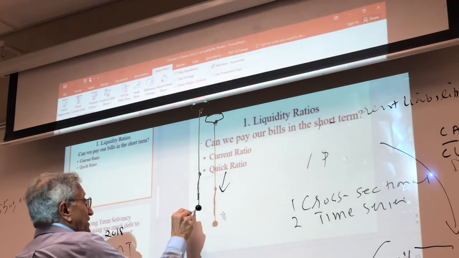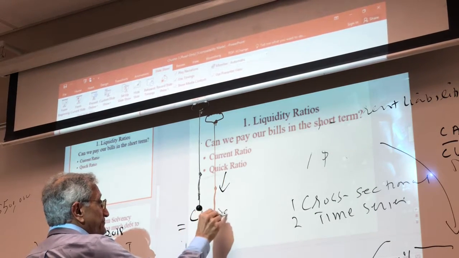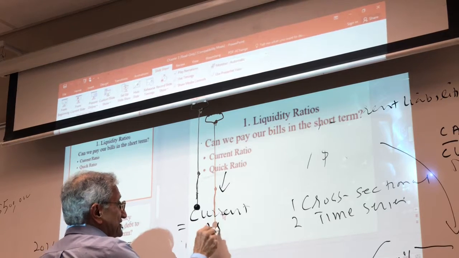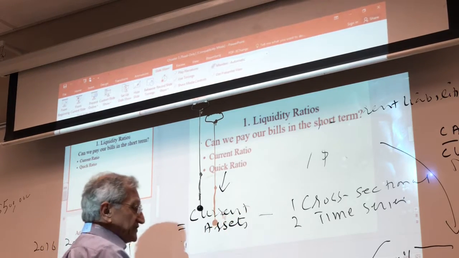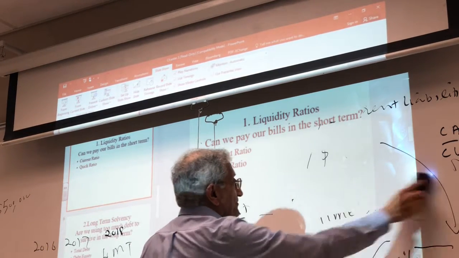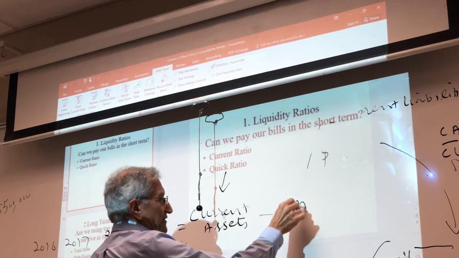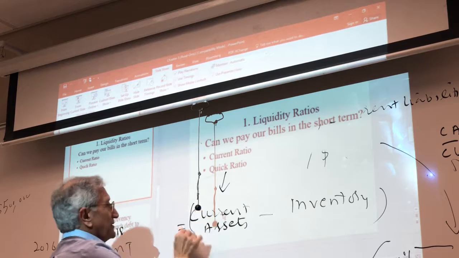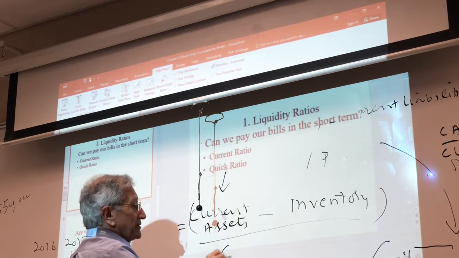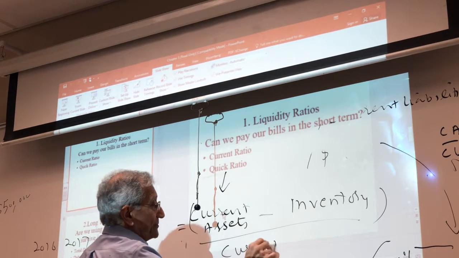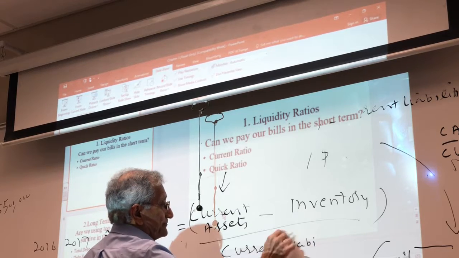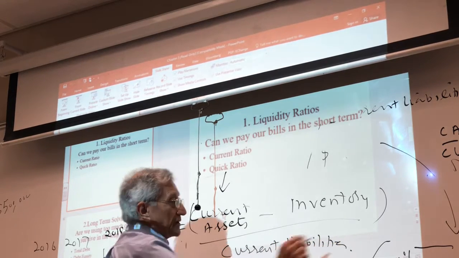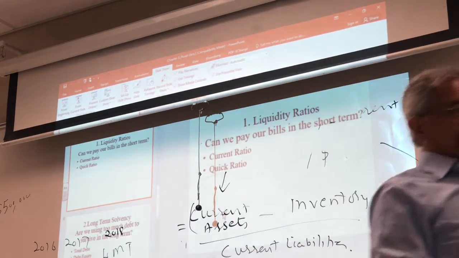The formula is total current assets minus inventory, okay, minus inventory, divided by, as before, current liabilities.